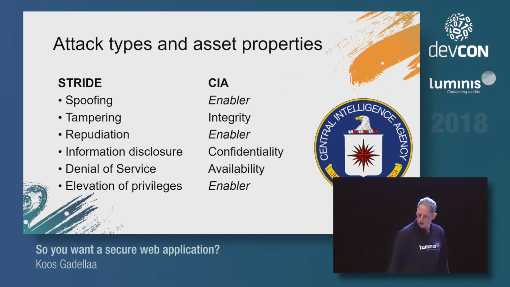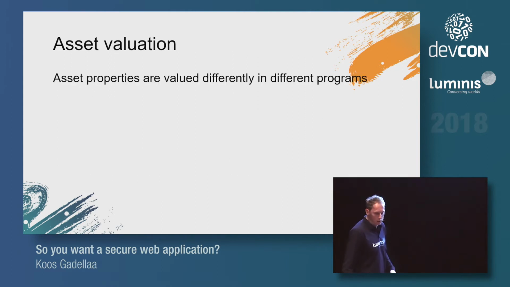You have these CIA properties. So when you start thinking about your application in these three properties, you also need to consider that your application probably values these properties differently. Take, for example, an accounting system: it should never be able to be tampered with. Should it always be available? Probably that's a bit of a lesser concern.